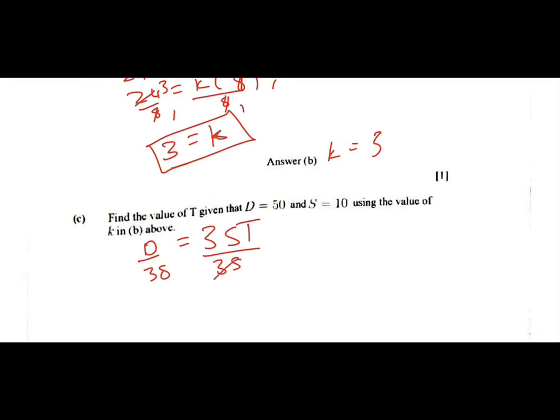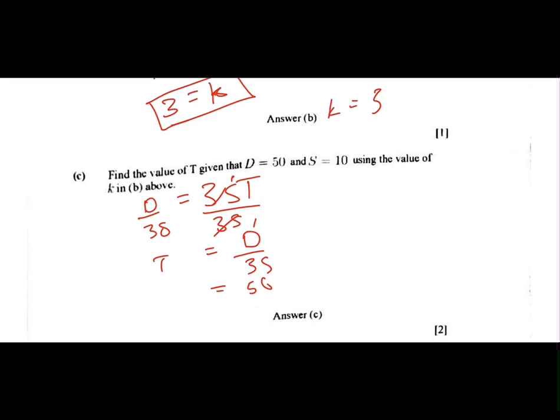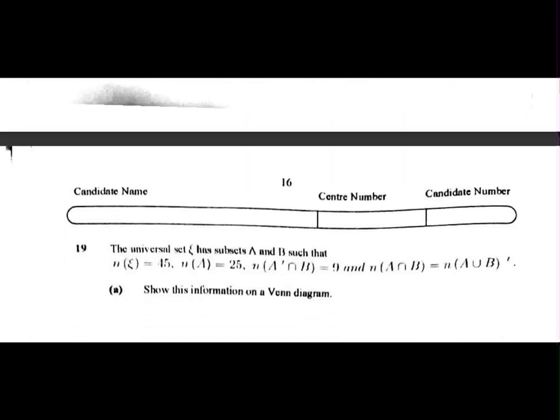Okay, so now since t is equal to d over 3s, you substitute with the values that you've been given. D is equal to 50 and s is equal to 10. So t is equal to 50 over 3 times 10. Okay, so t is equal to 50 divided by 30. I shall write it on the other side, 50 over 30, and divide both sides by 10. Then you remain with 5 over 3, and 5 over 3 is the same as saying 1 and 2 over 3. Okay, so the value of t is 1 and 2 over 3. Moving on to question 19.